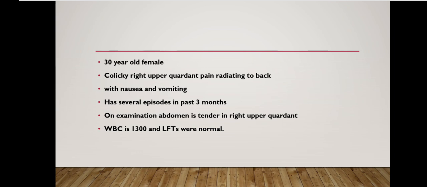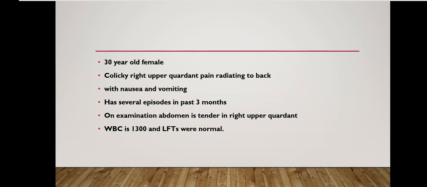In this scenario, there is a middle-aged female, and she has right upper quadrant pain which is radiating to the back as well as to the back of the scapula. If we add another point, towards the back of the scapula, then it will be more fine. She is also complaining of nausea and vomiting, and she has had several episodes in the past.